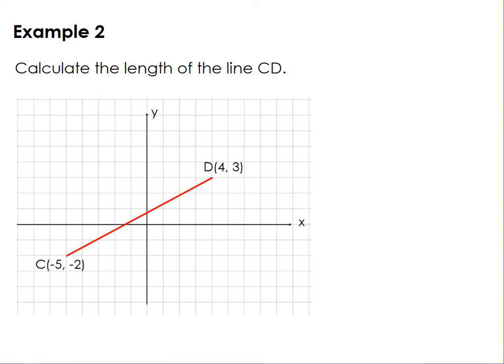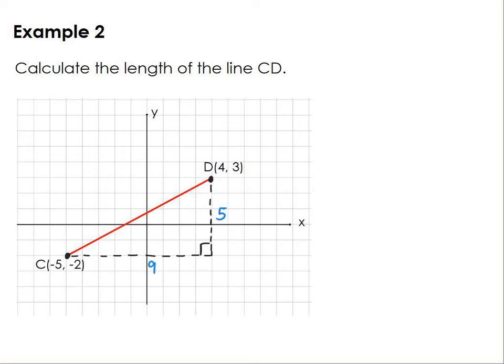Example 2, calculate the length of the line CD. Okay, so I've got negative coordinates, it doesn't change a thing. So I'm going to draw my dotted triangle line in and put in my right angle. And let me look at how many boxes I've counted along. So 1, 2, 3, 4, 5, 6, 7, 8, 9 along the way. So that's 9. And I've got 1, 2, 3, 4, 5 up the way.